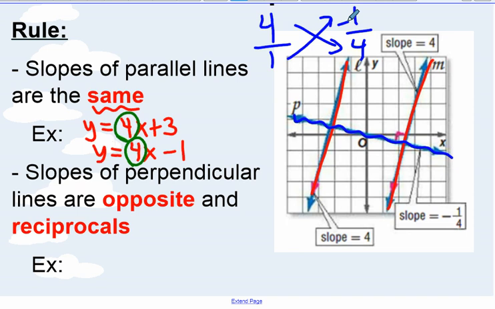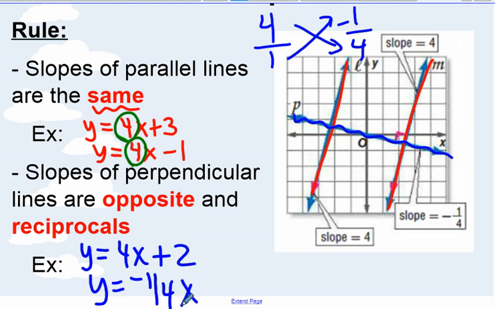So again, we could see this written in y equals mx plus b form, so maybe it's y equals 4x plus 2, and y equals -1/4 x minus 2. The y-intercepts here don't matter to us unless they end up being the same on the parallel lines, so then they're the same line.